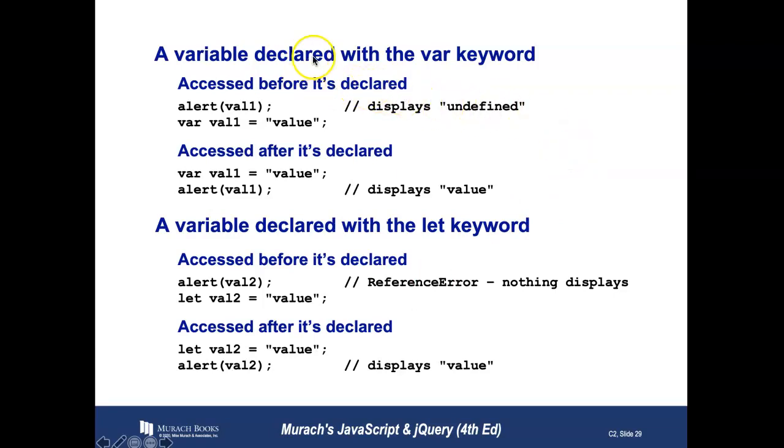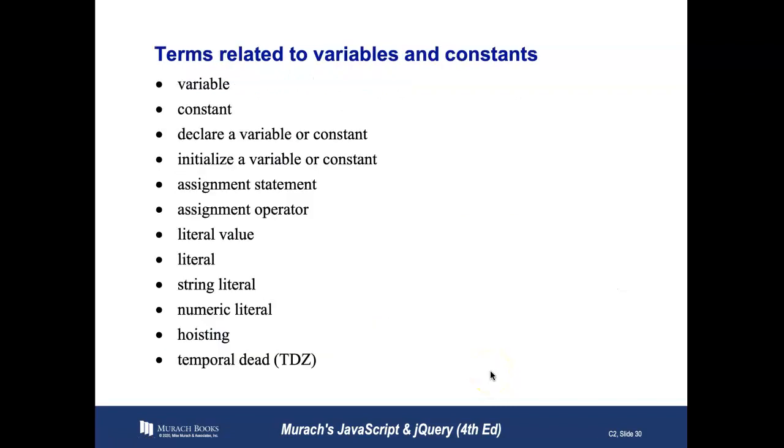So anyway, this is an example of a variable declared with the var keyword and accessed before it's declared. Alert val1 would be undefined because it's not defined yet. It's not declared. So if I do var val1 equals value, this would display value. Now with let, if we do this, nothing will happen, but we'll get a reference error. After we declare it, we would display the value. So that kind of makes sense. If you play with it in a text document, you're going to be fine.